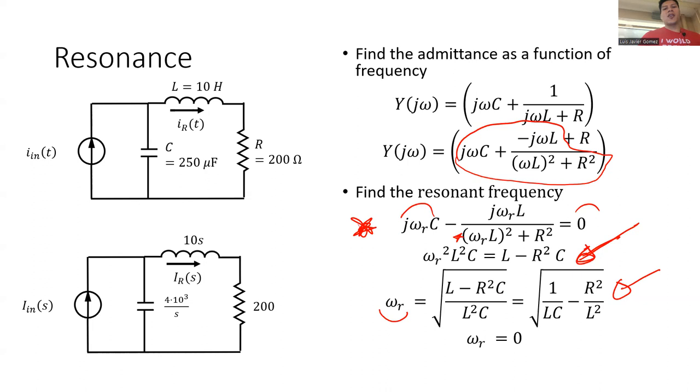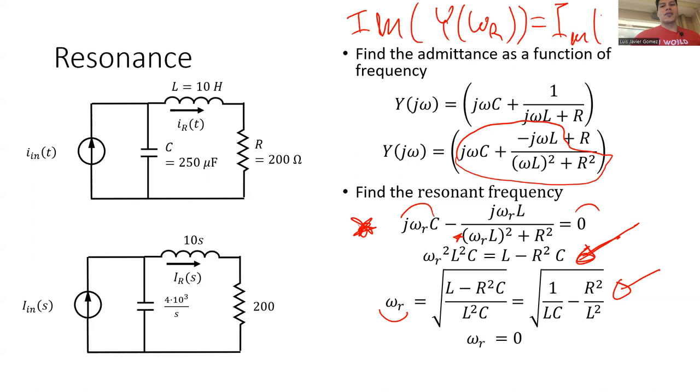So what you really need to take home is that the imaginary part of Y of omega R is equal to the imaginary part of Z of omega R, equals zero. So if someone asks you, what is the resonant frequency? You have to find either the admittance or the impedance, set the imaginary part to zero, and solve for omega. That's it. If you know that, I can tell you that you will get far with respect to this topic. The rest is just algebra, and that's something you have to do on your own.